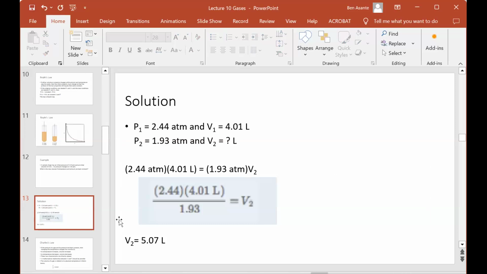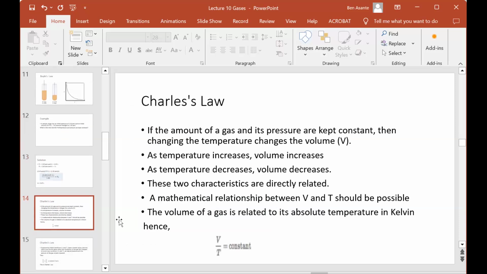So 2.44 atmospheres times 4.01 liters equals 1.93 atmospheres times the volume V2. And let's put them together. This is very simple mathematics that everybody who's in university is supposed to be doing. Just divide both sides by 1.93 and V2 gives you 5.07 liters. Then, this is just simple.